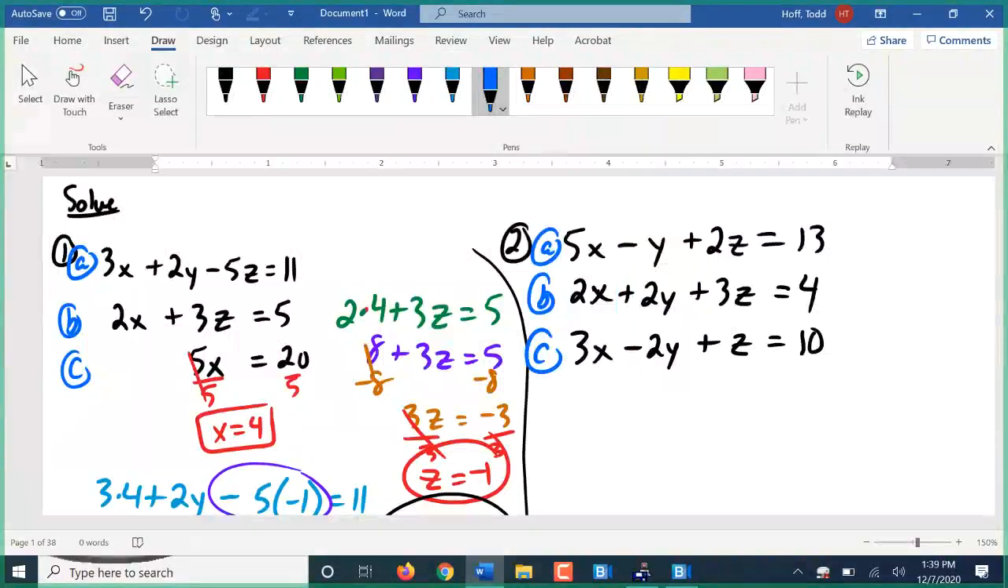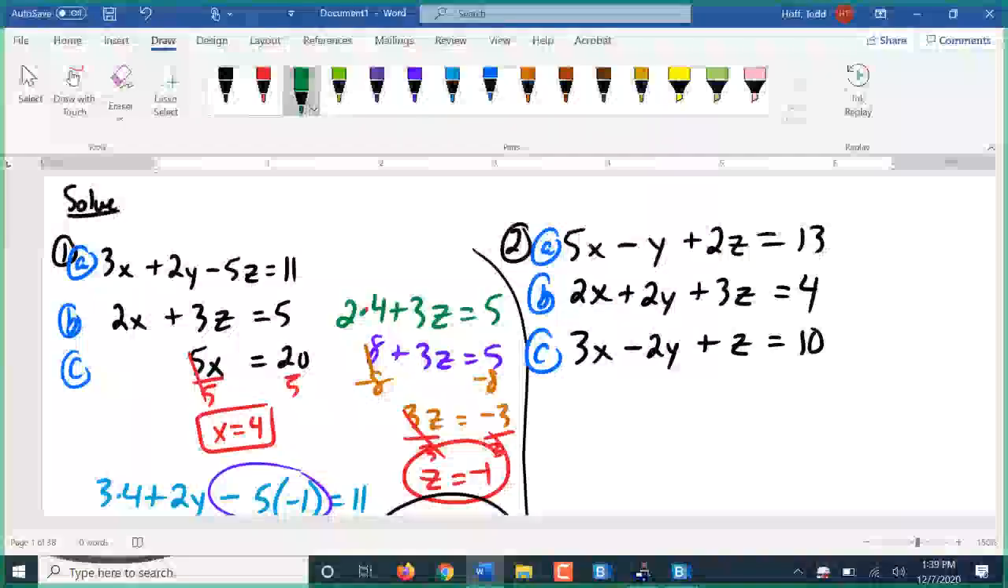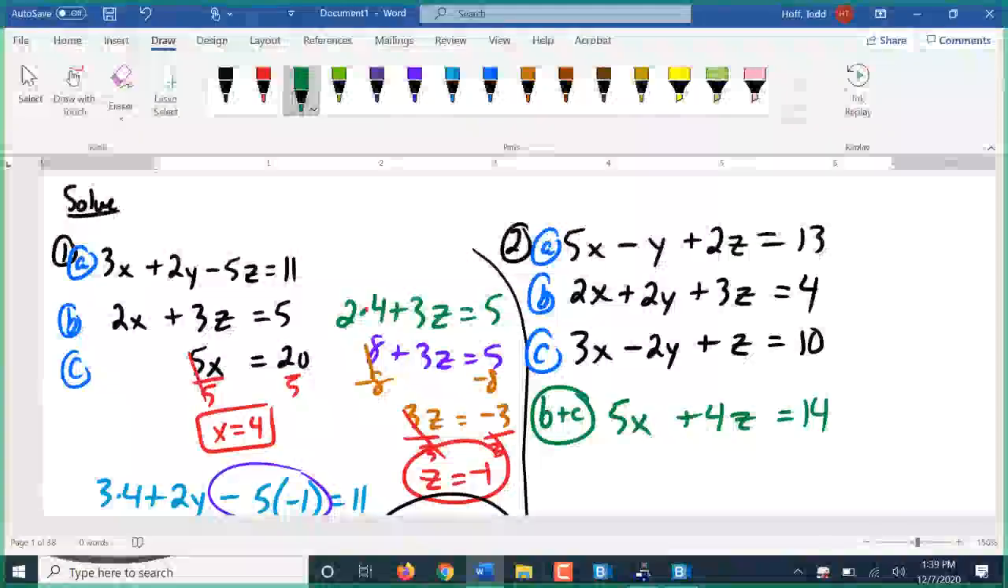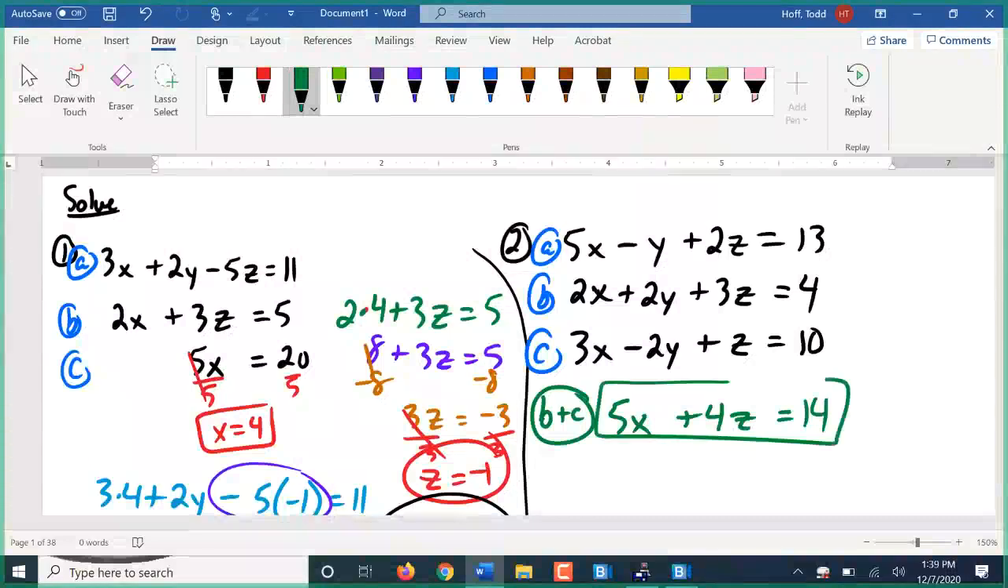So the first thing I'm going to do is combine B and C, because the 2y and the negative 2y will eliminate. So 2x plus 3x is 5x. 2y plus negative 2y cancels out. 3z plus z is 4z. And 4 plus 10 is 14. So there's one of my two variable equations in x and z.